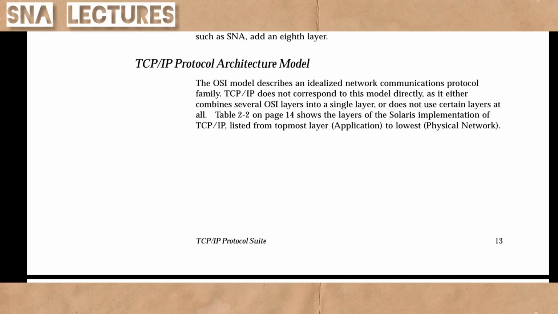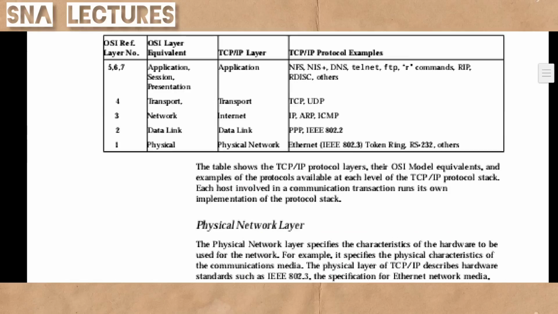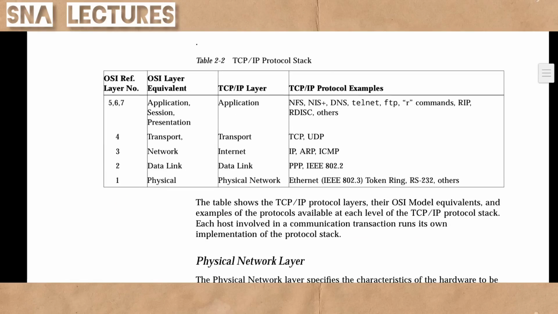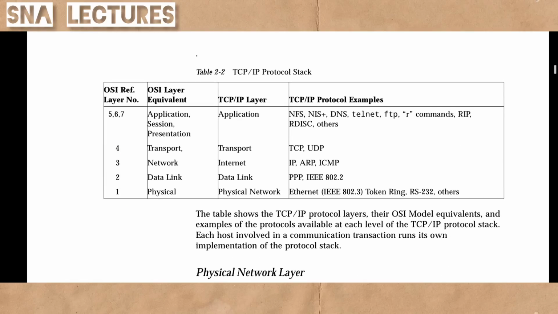After the OSI model, we have the TCP/IP protocol architectural model. TCP/IP doesn't correspond to this model directly, as it combines several OSI model layers into a single layer. Now, in the TCP/IP architecture model, it includes only 4 layers, with a combination of 3 layers in one.